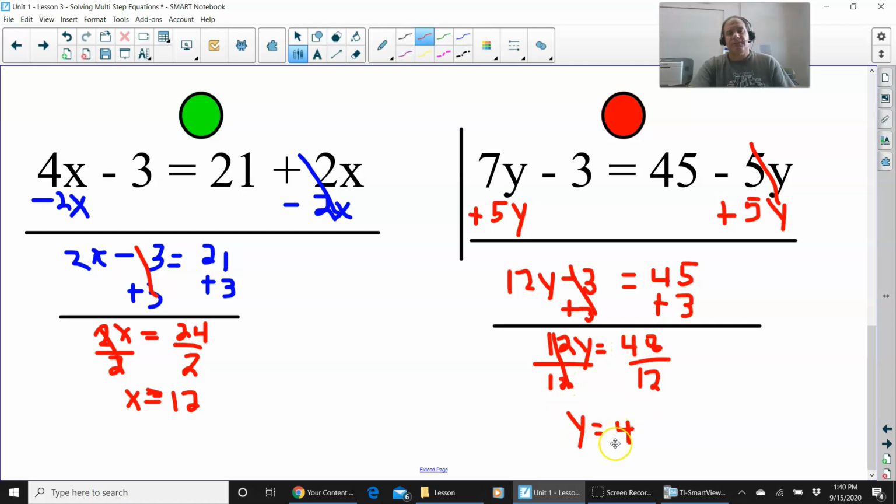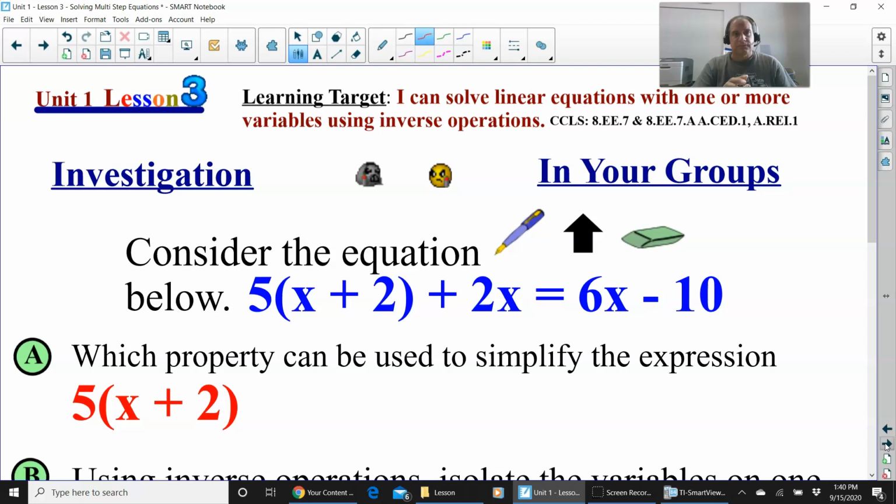You divide by 12, y equals 4. Hopefully you got those correct. If you have any questions, just make sure that you get in touch with us.